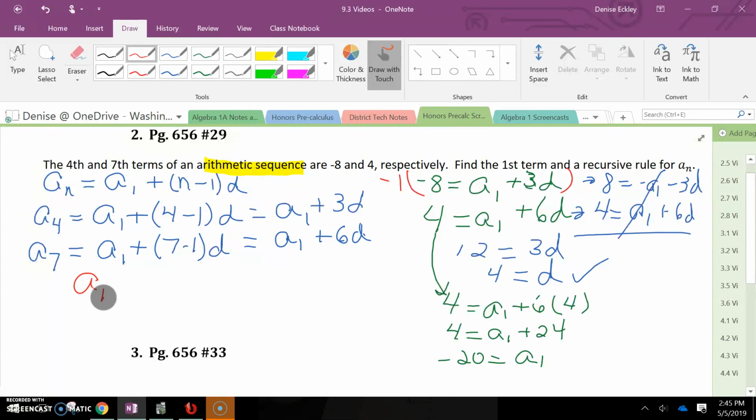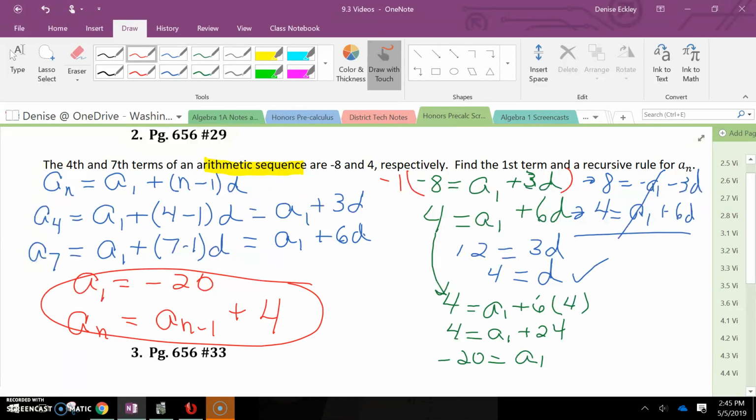So a1 is going to equal -20, and then my recursive rule is going to be a sub n minus 1 plus my d, which is 4. So here are my solutions for number 29.